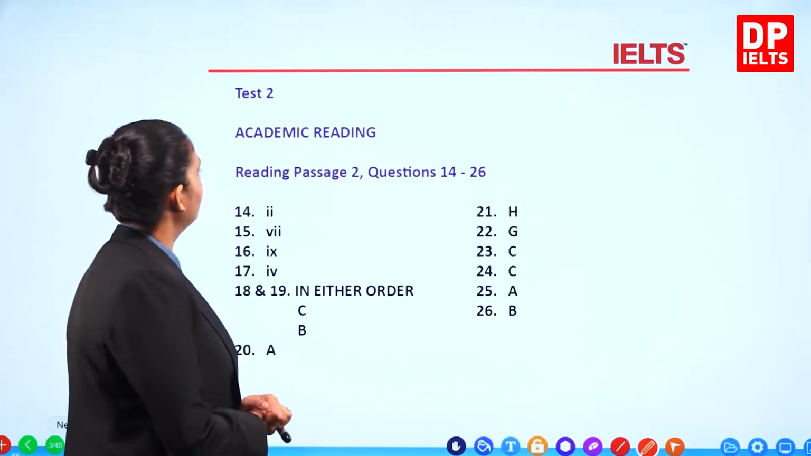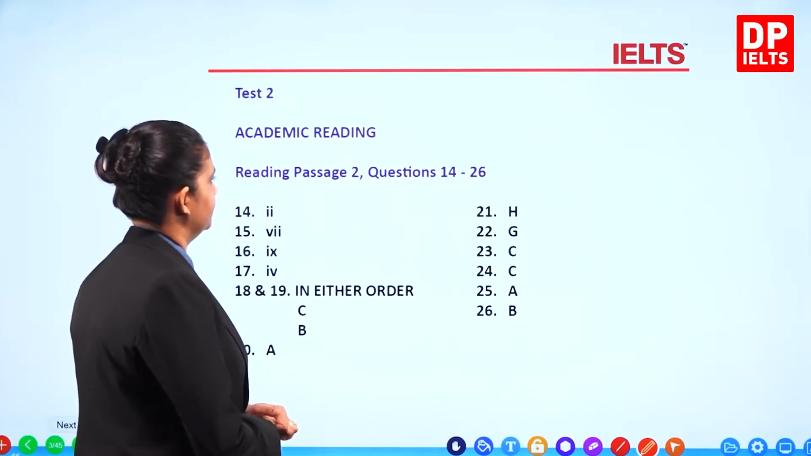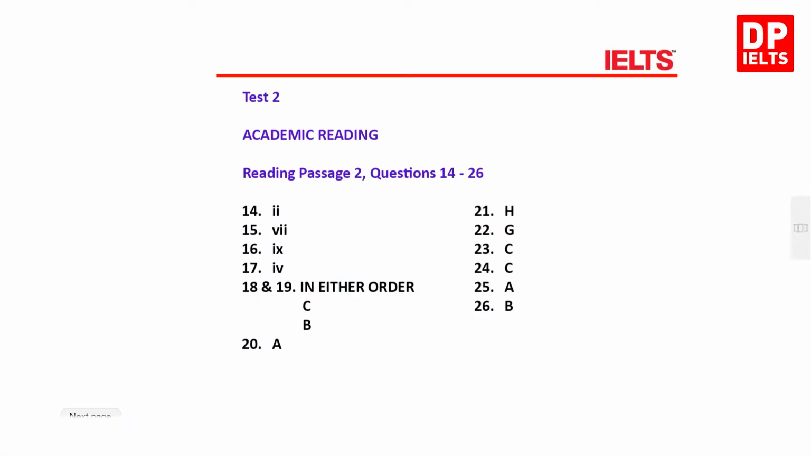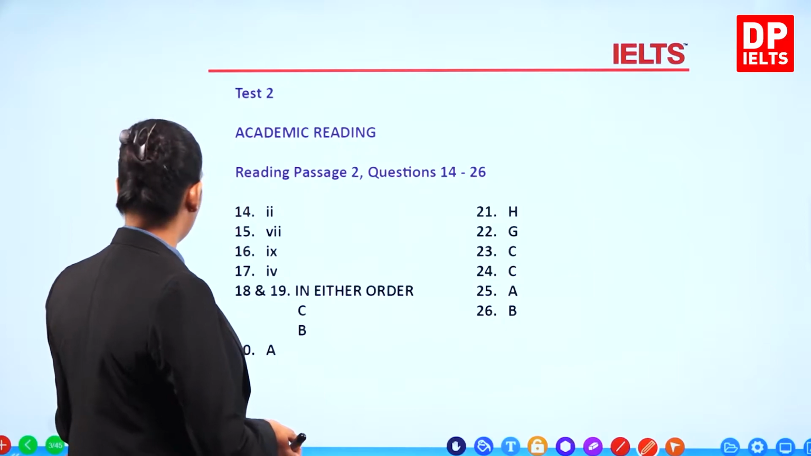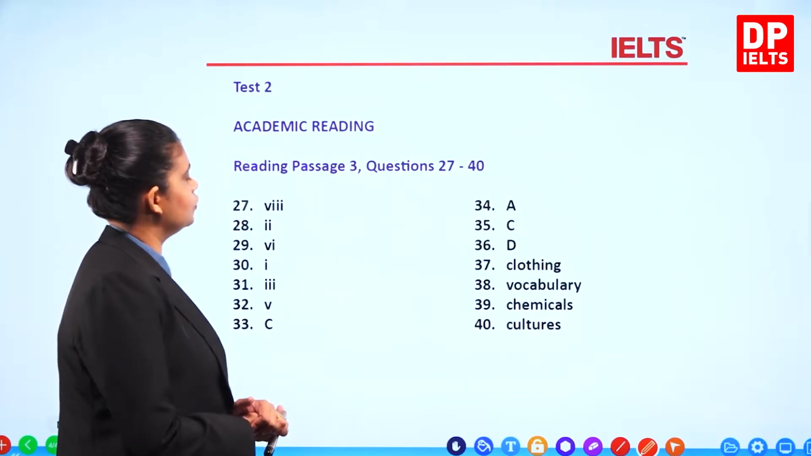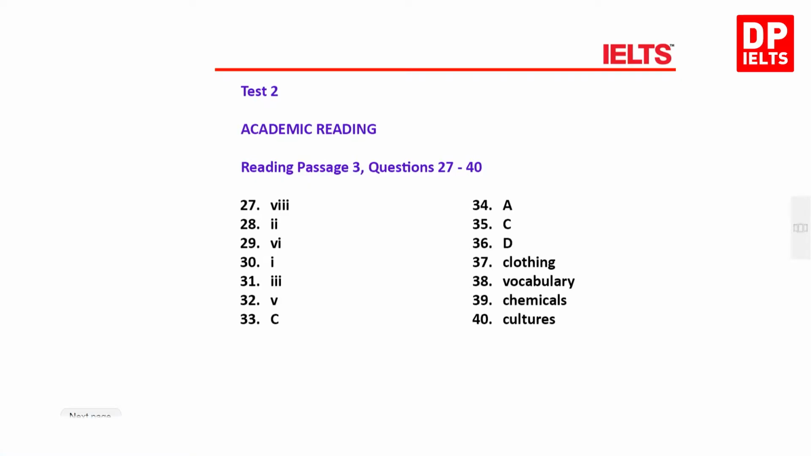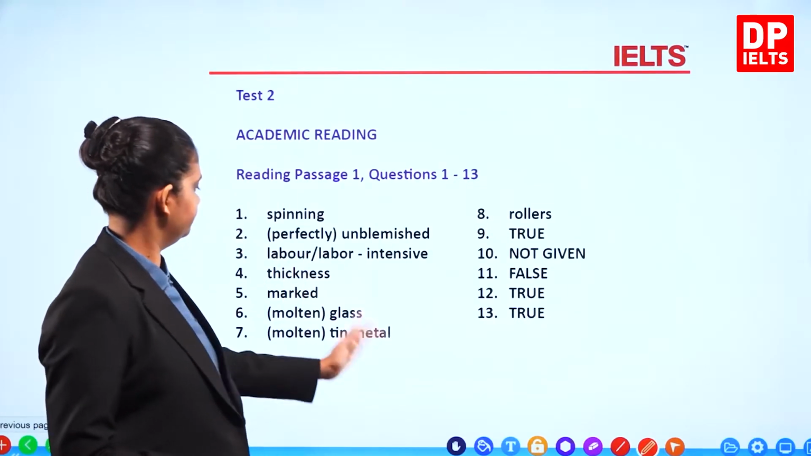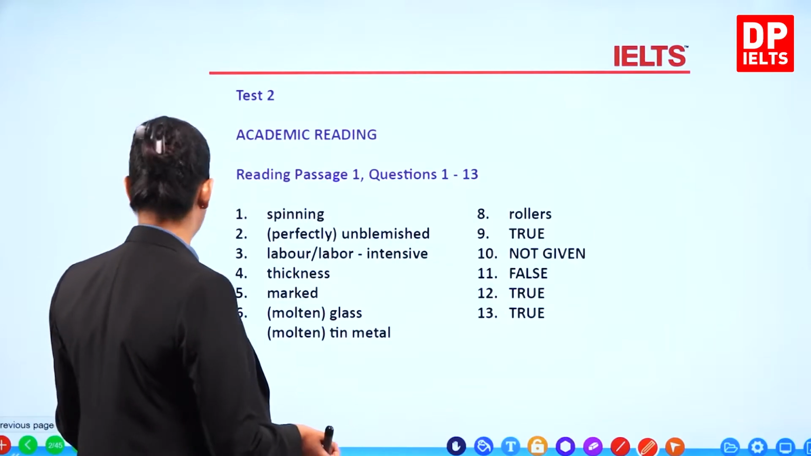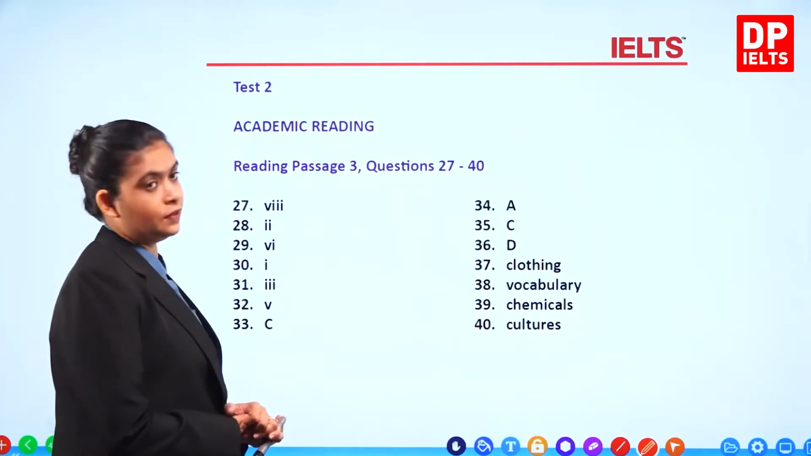Next one, passage 2, questions 14 to 26. And then we have passage 3, questions 27 to 40. Right, so I hope you have marked everything: 1 to 13, 14 to 26, and then finally 27 to 40.